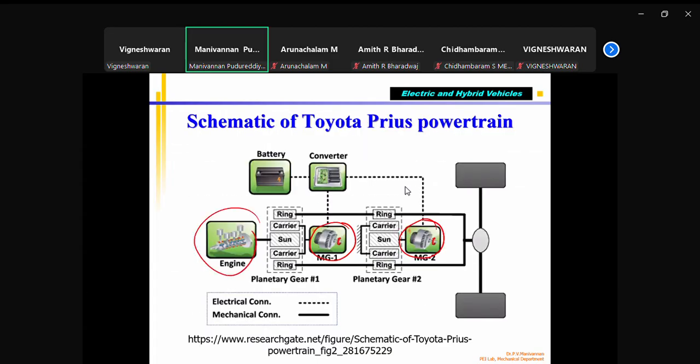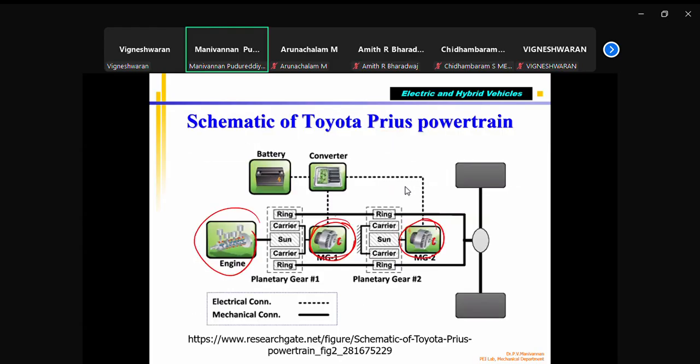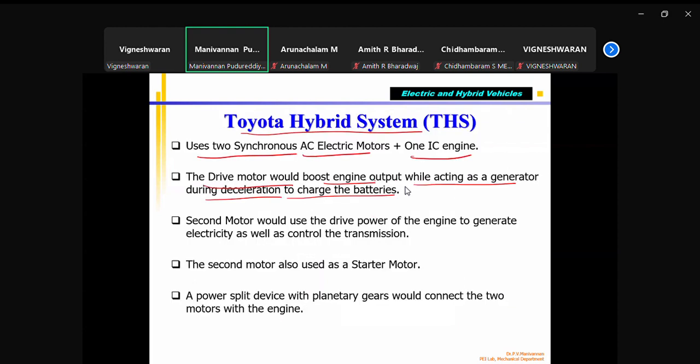The driver motor would boost the engine output while acting as a generator during deceleration to charge the battery. This one they call the driver motor. It takes some amount of power from the engine and charges the battery. The second motor provides drive power. That means it is like an engine. This power is used for driving the wheels.